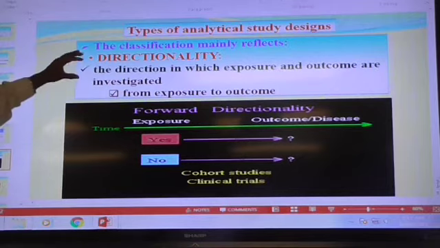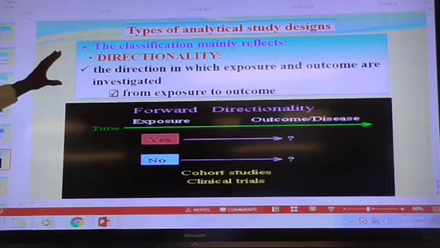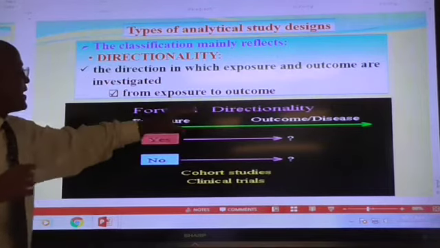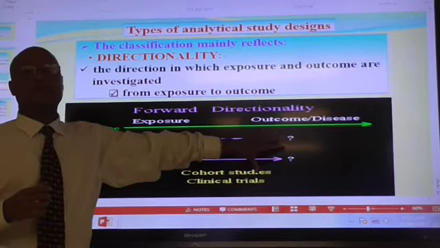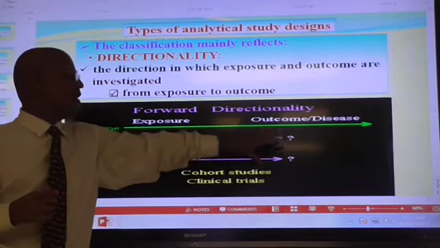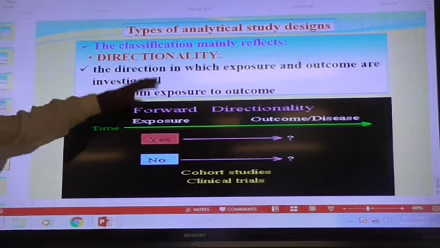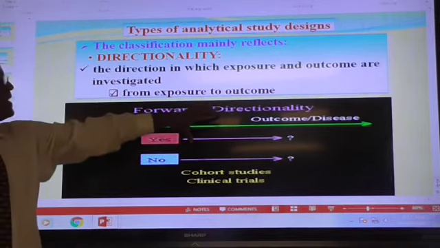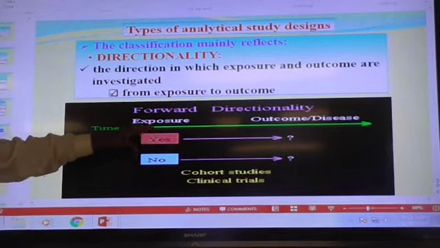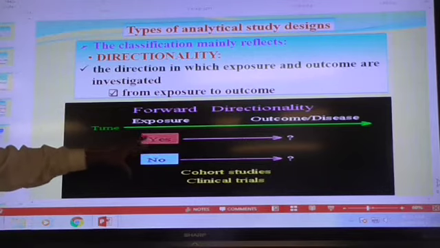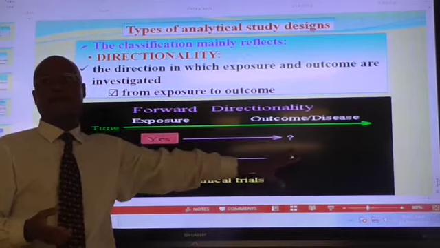The first one is directionality, the directionality of the study. Directionality means, are you going from exposure to outcome, or do you first ascertain the outcome, that is disease, and go back? So when we talk about forward directionality, you first ascertain what? Exposure status. Exposure is present or absent, and then after that, you ascertain whether the disease is present or absent.